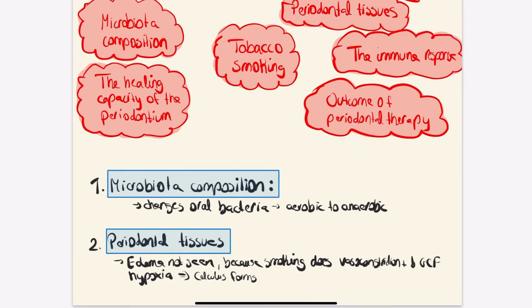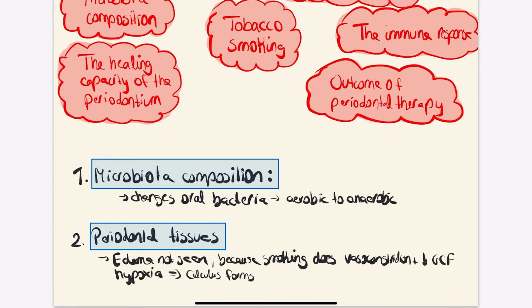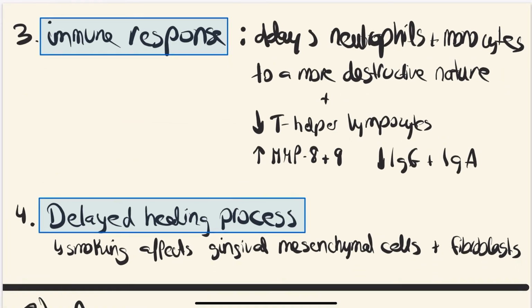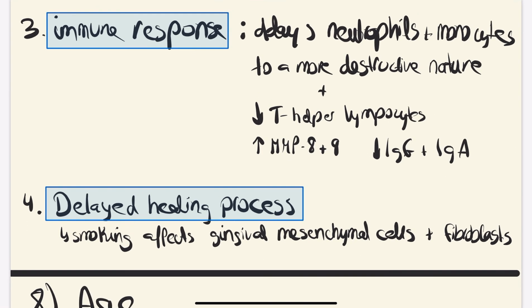Then what we have here is the periodontal tissues. The edema is not seen, because smoking does vasoconstriction, decreases gingival crevicular fluid, and leads to hypoxia, whereby calculus forms. Okay, immune response. It delays neutrophils and monocytes, and it leads to a more destructive nature. So the neutrophils have now a more destructive nature.